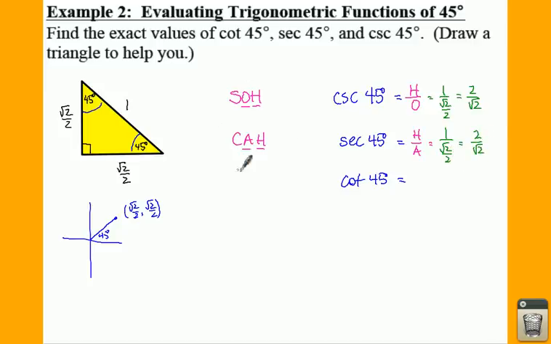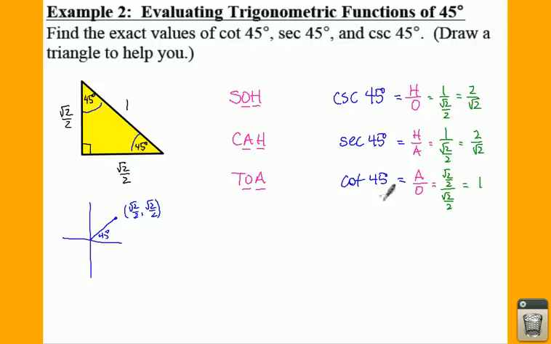And then finally, for your cotangent, that is the reciprocal of your tangent, which is opposite over adjacent. So here you're going to do adjacent over opposite, which for this gives you, well, they're both the same: radical 2 over 2 divided by radical 2 over 2, which is going to give me a 1.